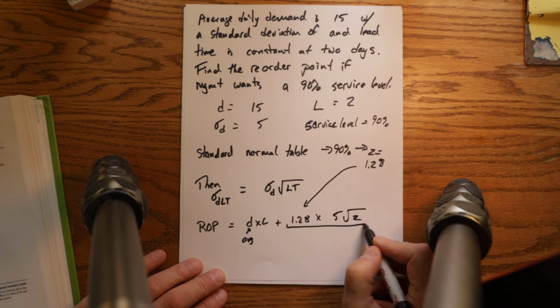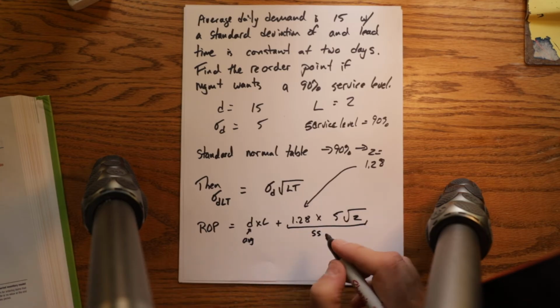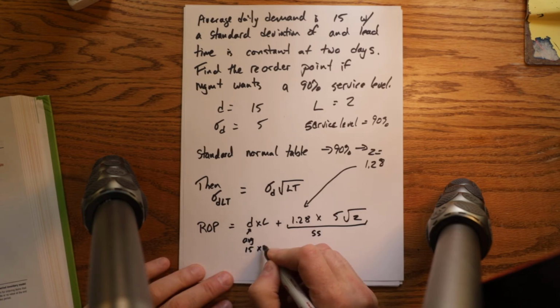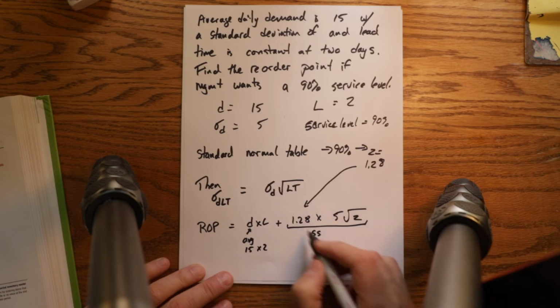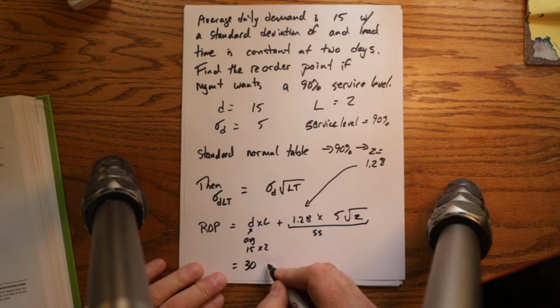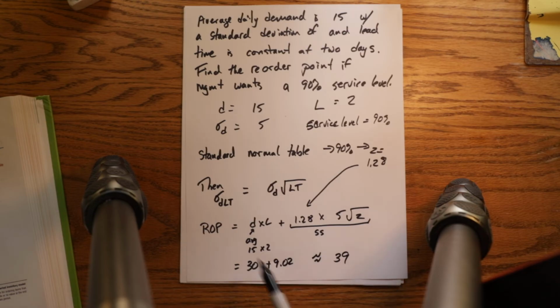So this is the safety stock amount. You can do that math if you want. This will be 15 times 2, so that's 30, the average, and this is the safety stock to account for the variability. So it's equal to 30 plus 9.02, which is the safety stock, which is approximately equal to 39. So that's how you would do it: reorder point is 39, safety stock is 9.02.